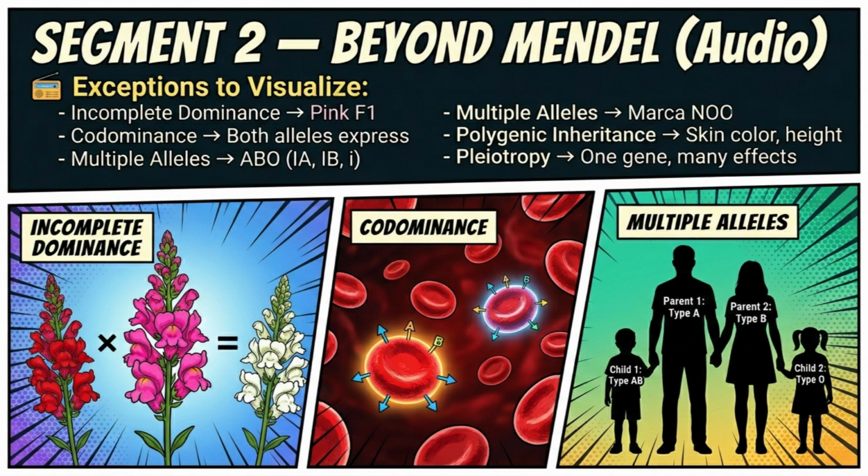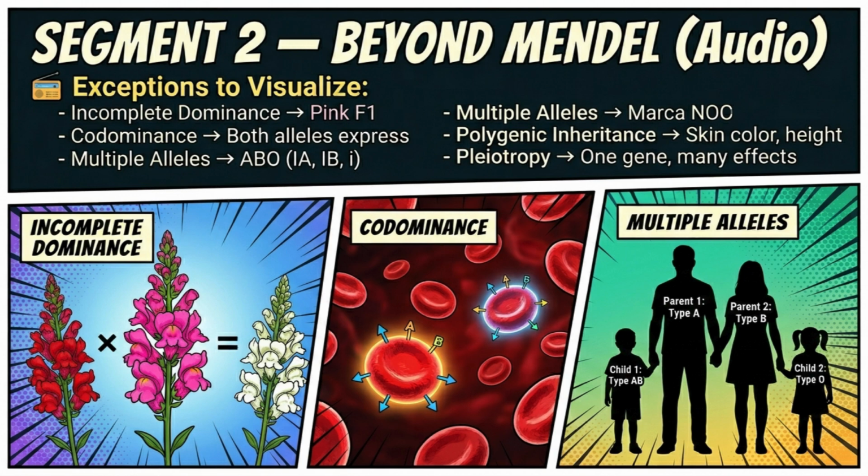First, incomplete dominance. In snapdragons, cross red with white, you get pink offspring. Neither allele is fully dominant. The F2 gives 1 red, 2 pink, 1 white. Notice, phenotypic ratio equals genotypic ratio here. That's different from Mendel's 3:1. Second, codominance. In AB blood group, both the A antigen and B antigen are expressed simultaneously on the red blood cell surface. Third, multiple alleles.